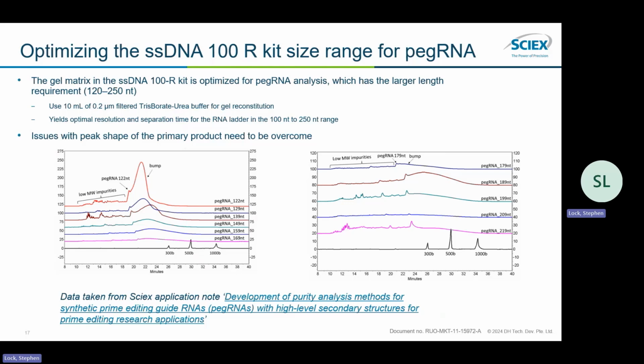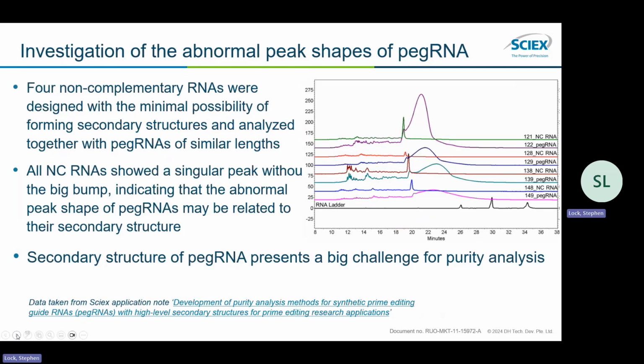The broad peaks themselves were partly down to a partial refolding of the RNA, which caused this bump. And what we did is we increased the temperature of the separation to improve this particular electropherogram. And here you can see what was causing one of the issues we were seeing, in this investigation on normal peak shape, with this prime editing guide RNA.